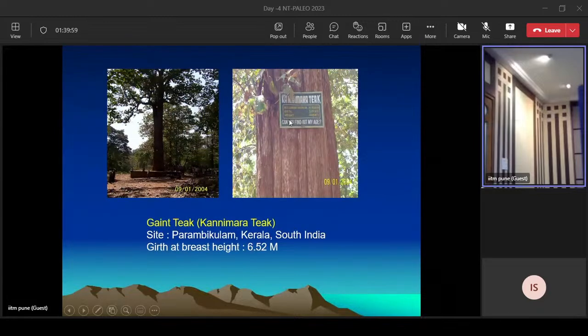This is another giant teak from Kerala. Most of you may be knowing this Kandimara is a sacred place, and here there is a boat. Can you find out its age? Yes, we can find out, but they would not allow us to touch this.